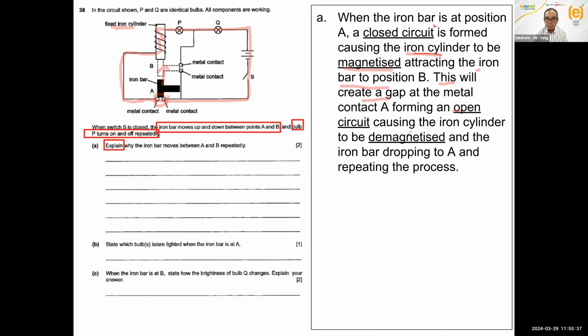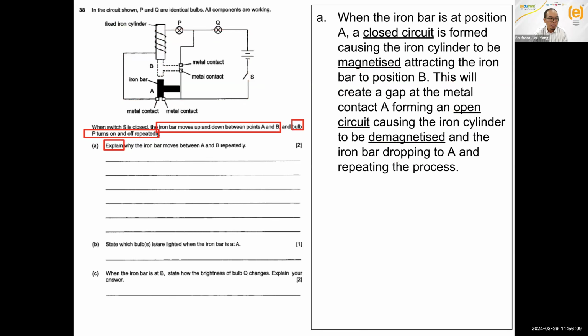When there's an open circuit, the iron cylinder will become demagnetized, right? When it becomes demagnetized, what will happen? It will not be able to attract the iron bar anymore, right? So the iron bar will drop back to position A, and then repeat the process. When it drops back to position A, it becomes a closed circuit again, and then the process will repeat continuously. Okay?